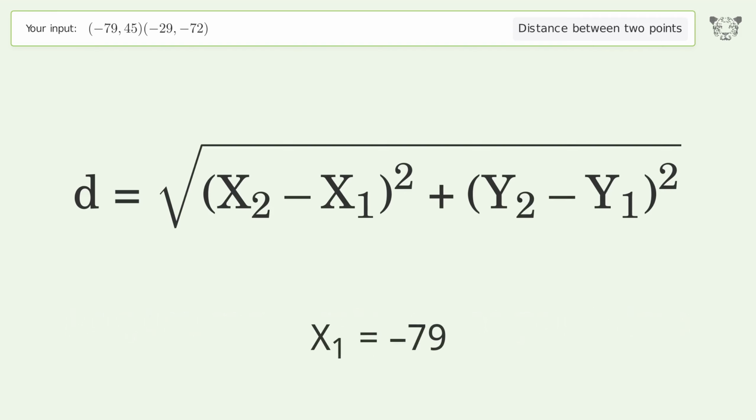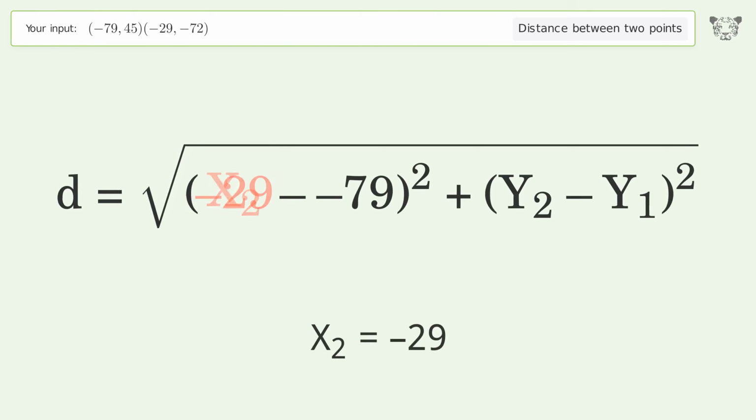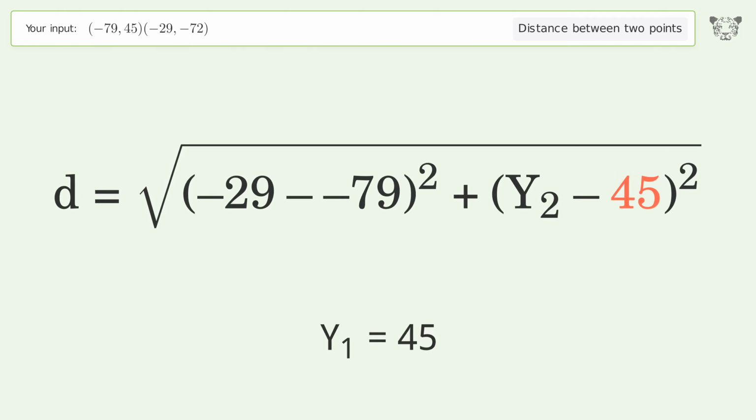x1 equals -79. x2 equals -29. y1 equals 45. y2 equals -72.